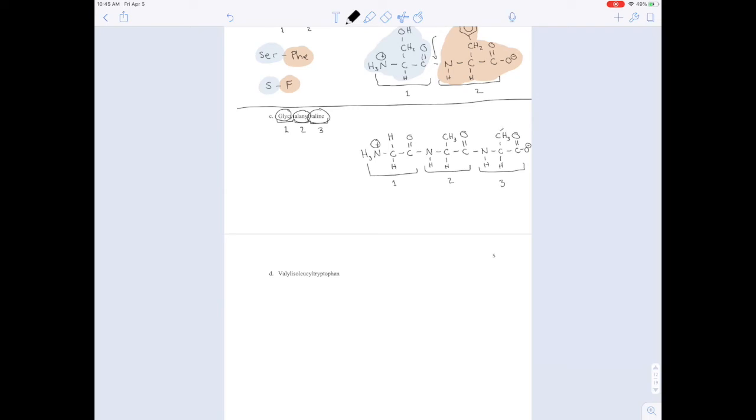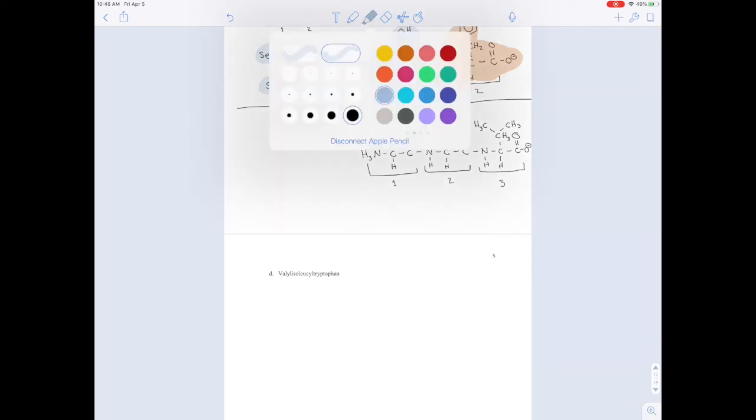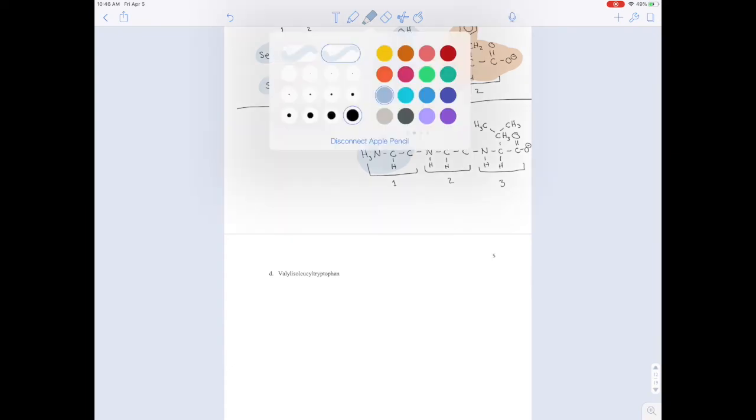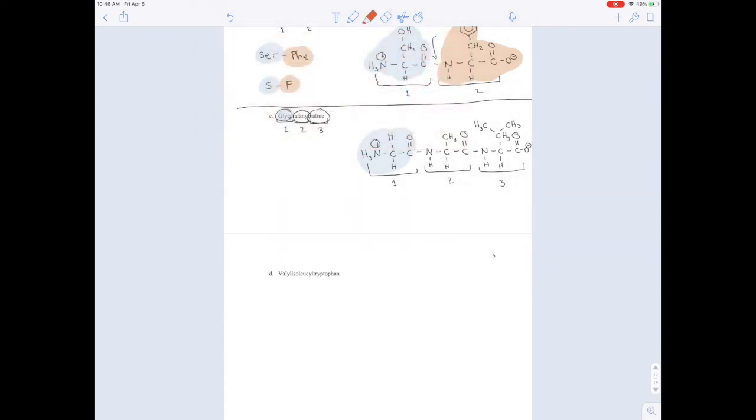CH3, CH3. And so there we have our peptide. This has 3 amino acids, so this would be considered a tripeptide. So glycyl is this part right here. The alanyl will be this middle part here. And valine is this third part here. So that is a tripeptide.